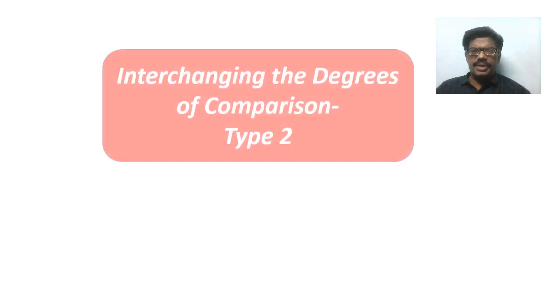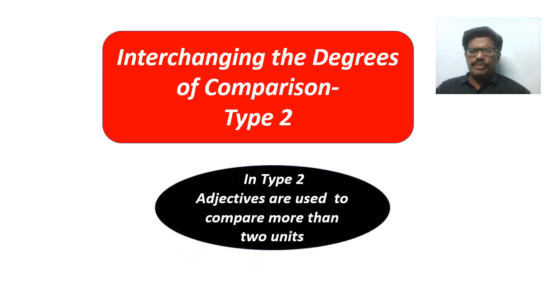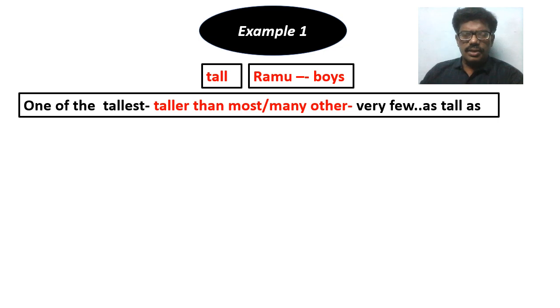In this video, I would like to share with you the topic Interchanging the degrees of comparison type 2. In the type 2 structures, adjectives are used to compare more than two units. Look at the example number 1. Here the adjective tall is used to compare more than two units such as Ramu and other boys.